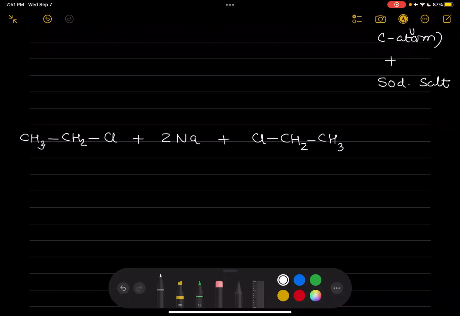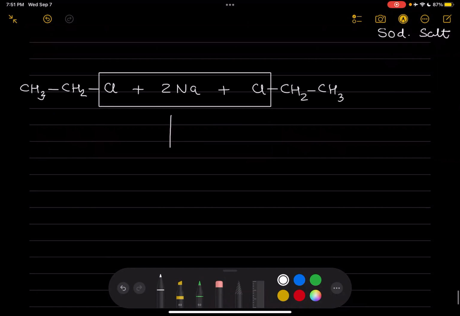So what you do, you put a box around these Cl and Na because they come out as 2 NaCl. And what will happen to these two bonds through which the Cl were connected? Are they going to stay in the air like this without being connected to anyone? Will they stay like this? No, they will come and join together. So what's the alkane which you will get?